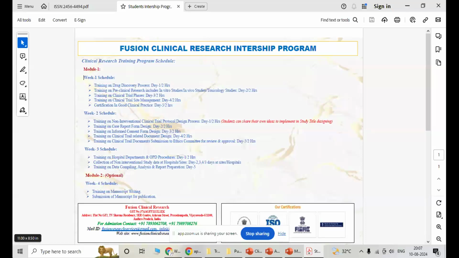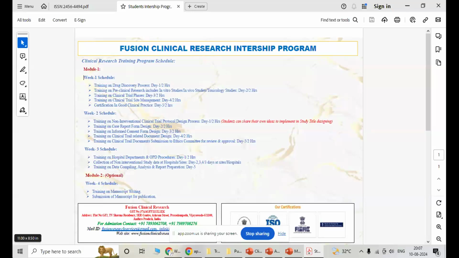And on day 5, we will submit all these clinical trial documents to the ethics committees, and we will get the approval. So on week 3, we can go. We will give you the options. You can go to the hospital directly. You can use this non-interventional protocol. Based on the protocol and the case report form, you can collect the data in the OPD forms.